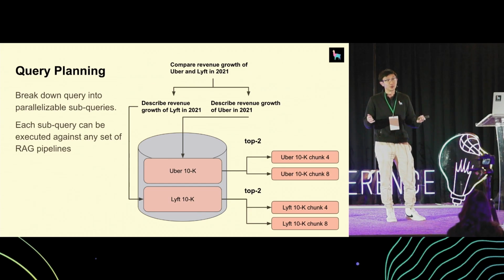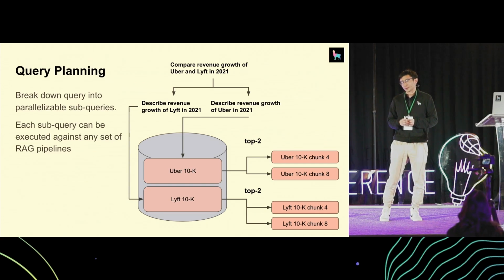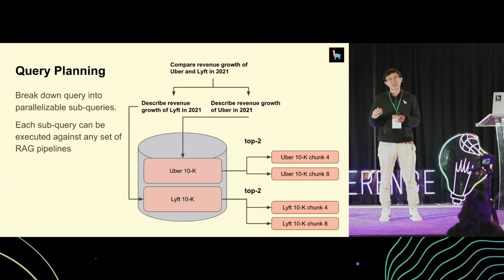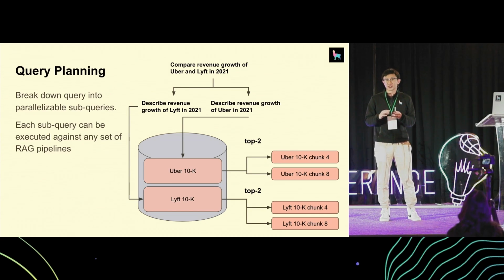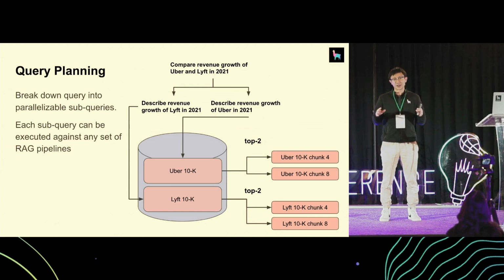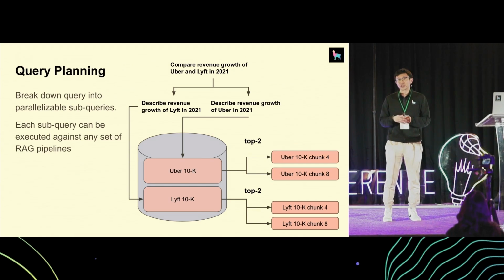Like, what is the revenue of Lyft in 2021? And what is the revenue of Uber in 2021? Once you're able to break it down into sub-questions, you can launch each sub-question as a query against the relevant data source to get back the answer that you're looking for. If you launch the initial question, you are not guaranteed to get back the relevant context for your answer, right? And so, how can you actually do query decomposition?